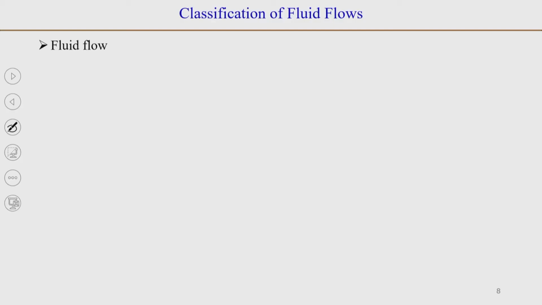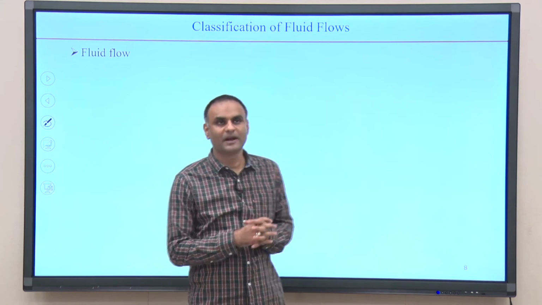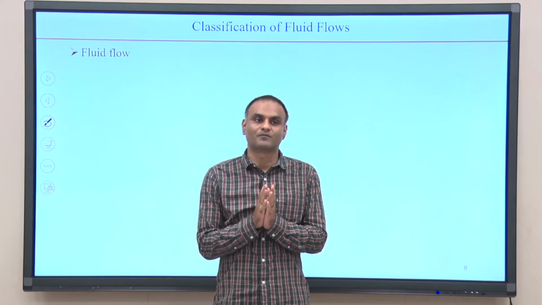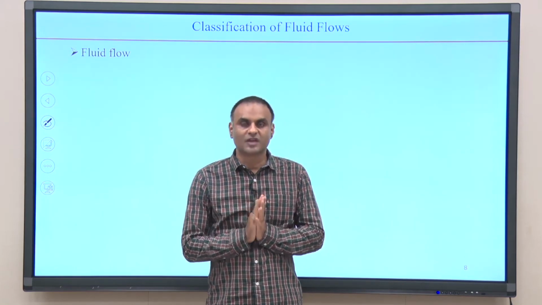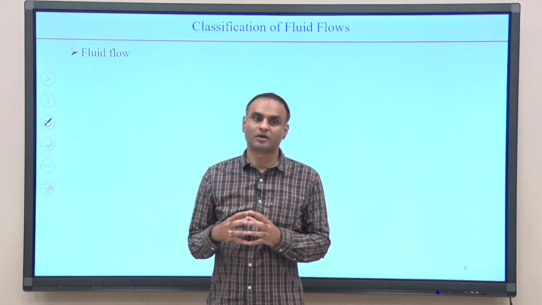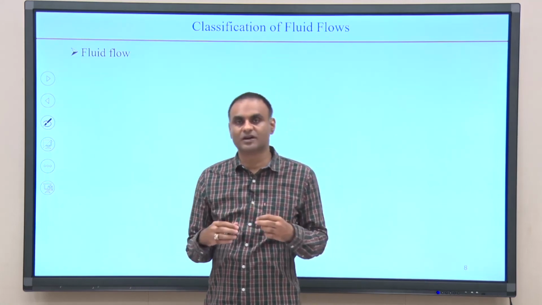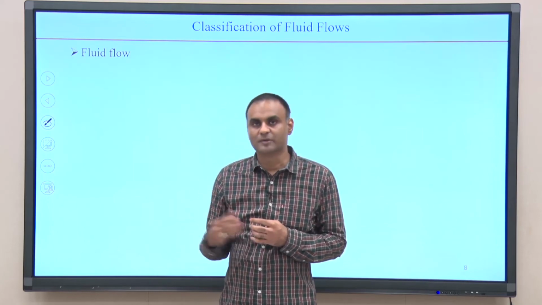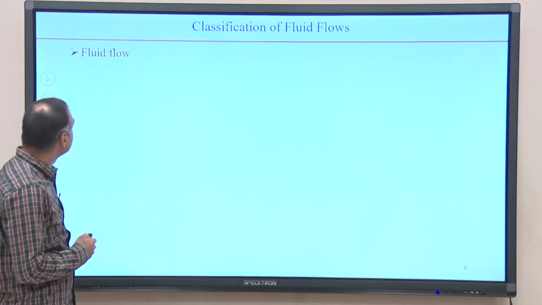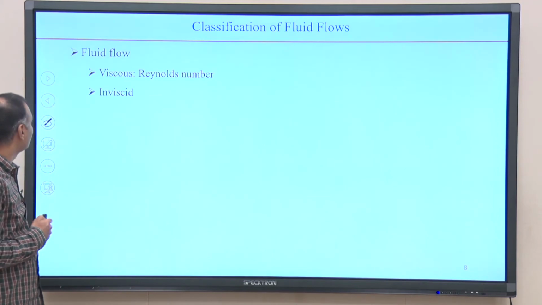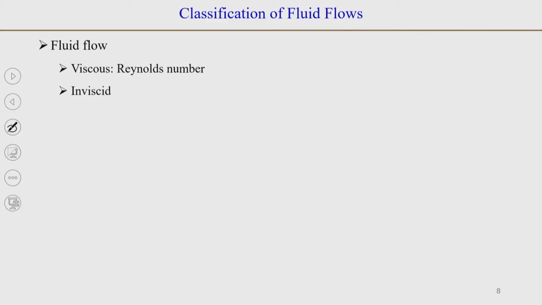Okay. So, we can classify fluid flows in a different manner depending on their compressibility, depending on their viscous behavior or based on viscosity, or their randomness in the fluid, or internal or external flow. So, we will look at these different classifications now. So, we can classify the fluid flows as viscous fluids, where viscosity is important.